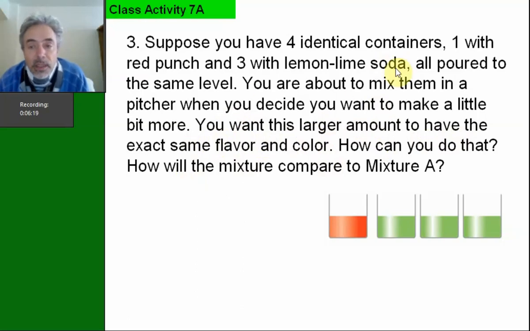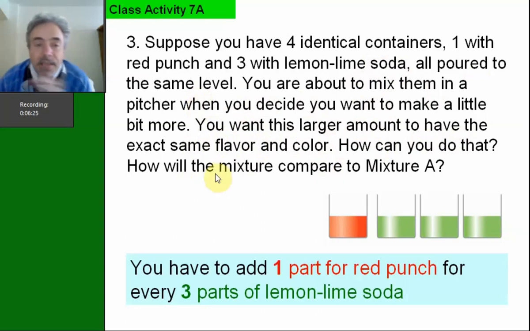Some people get a little bit confused when I say here all poured to the same level. So the answer for this question is, as long as you add 1 part of red punch for 3 parts of lemon lime soda, you will have the same juice. For example, if you add this much red punch here, you have to add 3 lemon sodas at the same level. But if you add 1 full cup of red punch, you have to add 3 full cups of lemon lime. As long as you keep 1 part to 3 parts, you're keeping the same ratio. So you're not altering the composition of the juice.